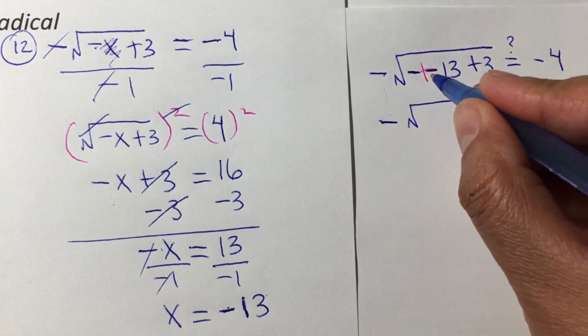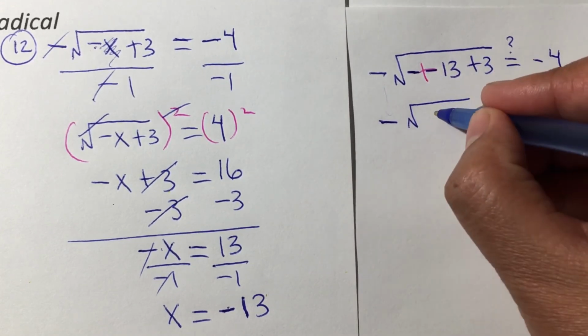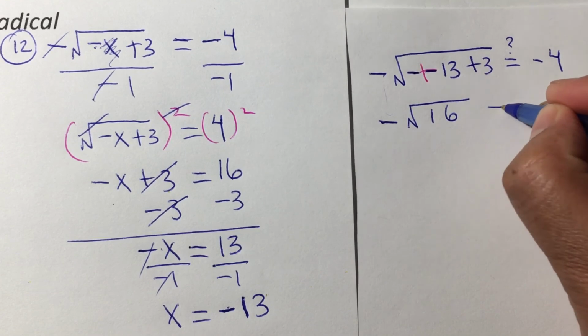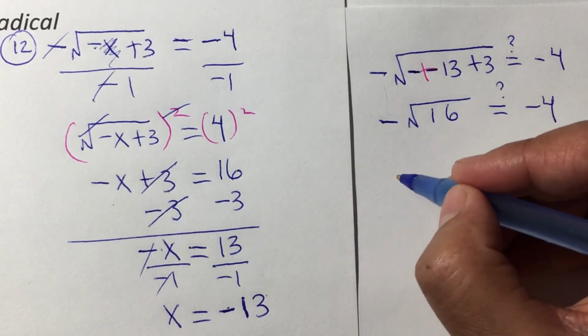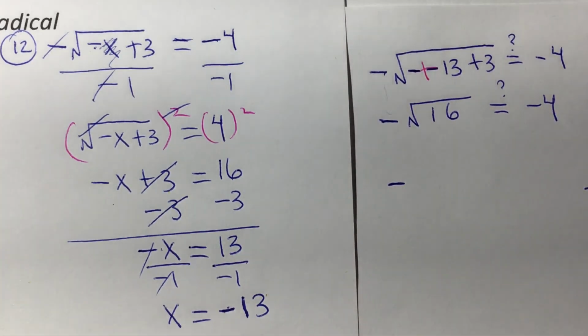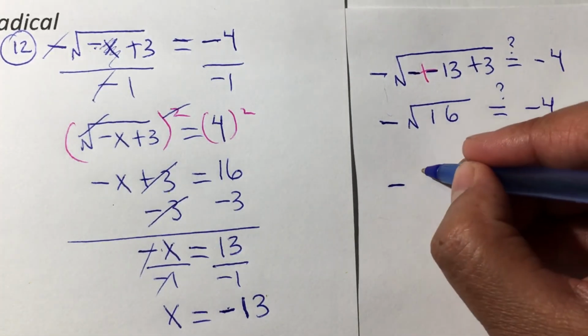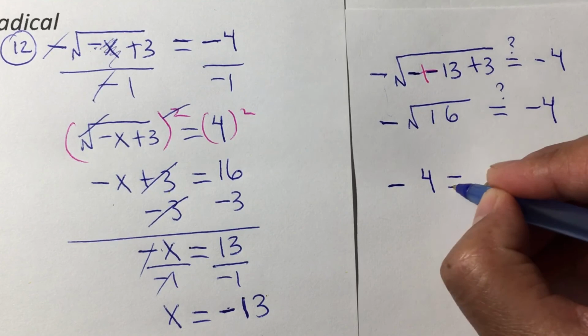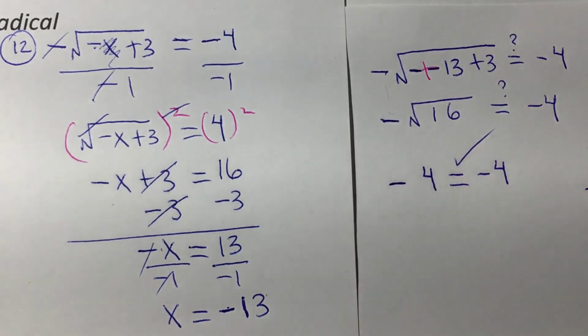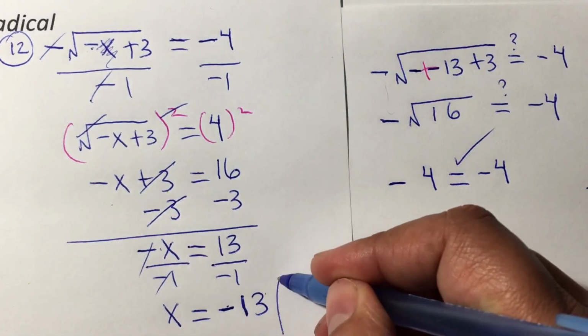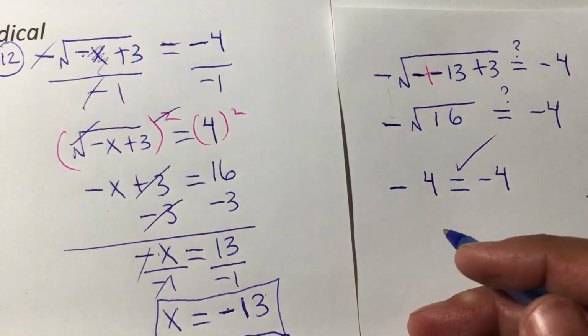Square root of positive 13 plus 3 is positive 16. And is it equal to negative 4? Now we bring down the negative, and the square root of 16 is 4. And it is equal to negative 4, so we say check. So this is a true solution, it's not an extraneous solution.